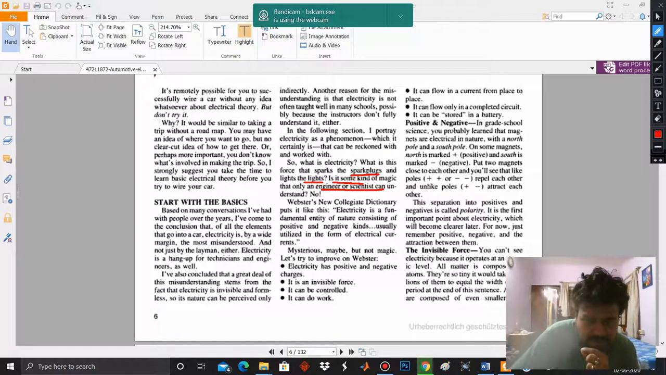Let us try to improve on Webster's dictionary. Electricity has positive and negative charges. It is an invisible force. It can be controlled, and it can do work. It can flow in a current from one place to another. It can flow only in a completed circuit. It can be stored in a battery, which is the most important.